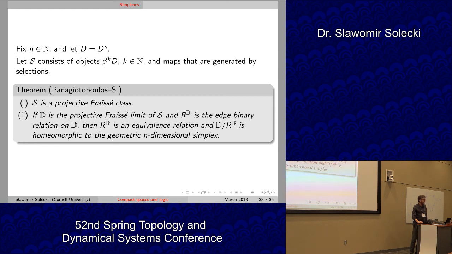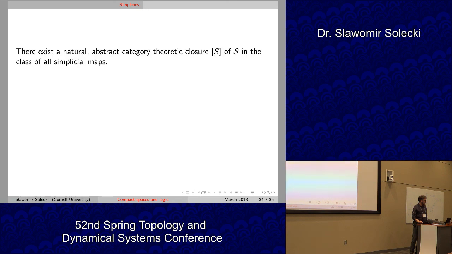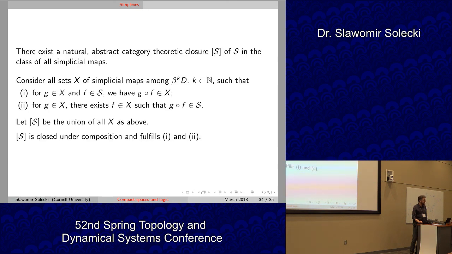The problem with these maps is they are very rigid, so they are quite difficult to apply, these selection maps. But then the natural question, let me just skip this slide, we define a natural category theoretic closure operation on classes of morphisms. So this is something completely abstract. There's a very natural closure operation.